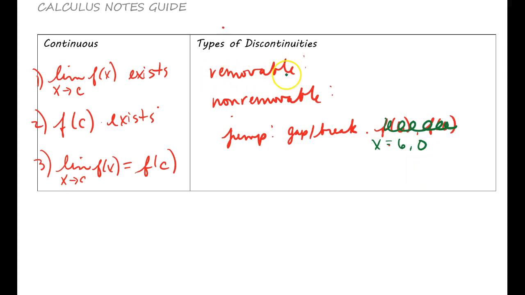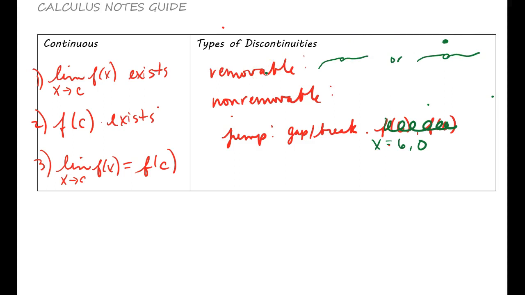As far as removable, that would be like a piece of graph that has a hole in it, but it still keeps going right there, and the point has been removed. And so there are none of those on the graph that you saw a second ago, but that's what it would look like. It could also look like this. It could be the same thing, but maybe that point actually does exist. It just exists somewhere random. Both of these still count as a removable discontinuity.